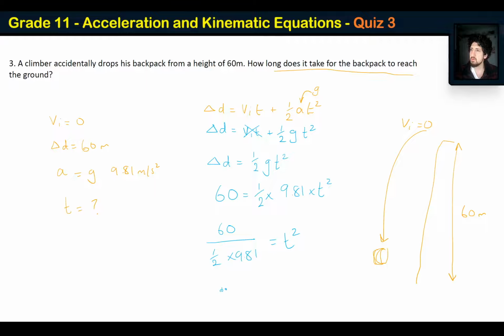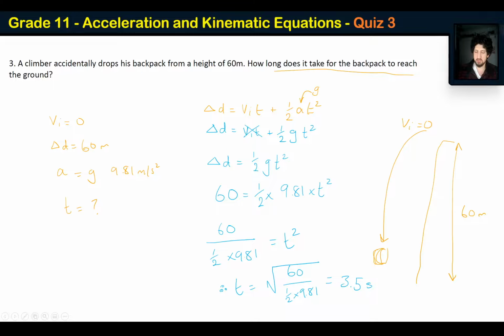And so therefore, t is equivalent to the square root of all of that. 60 divided by half times 9.81, which equals 60 divided by 0.5 times 9.81. And then I want the square root of that. So that's approximately 3.49 seconds. Oh no, 3.5 seconds.